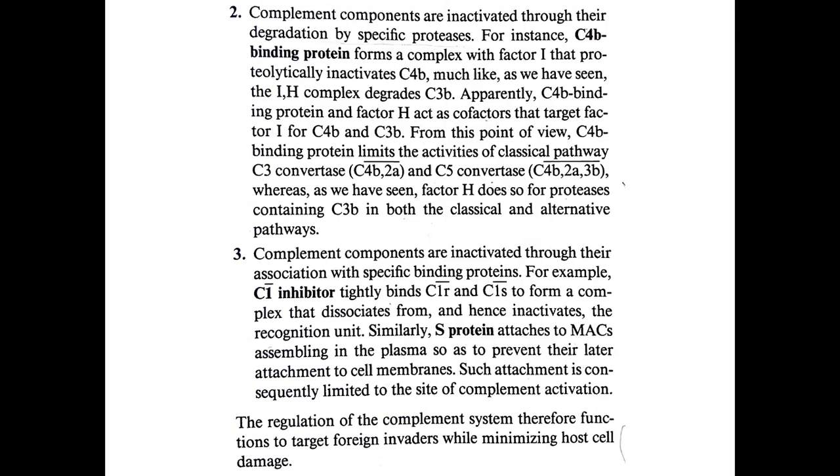Similarly, there is one more protein known as S protein. S protein attaches to the MAC, the membrane attack complex, assembling in the plasma so as to prevent its later attachment to cell membranes. That means S protein prevents the attachment of the MAC to the membrane. Such attachment is consequently limited to the site of complement activation. So this is how the complement system is regulated.